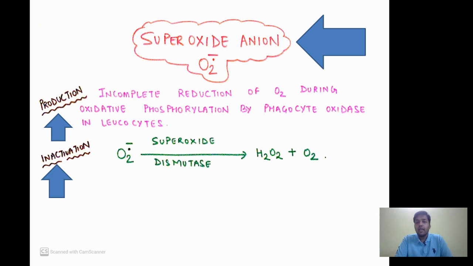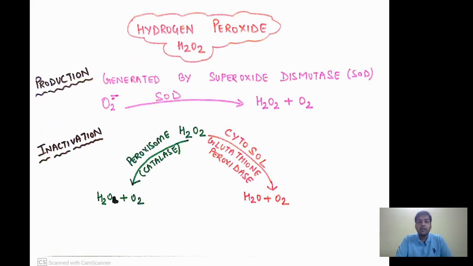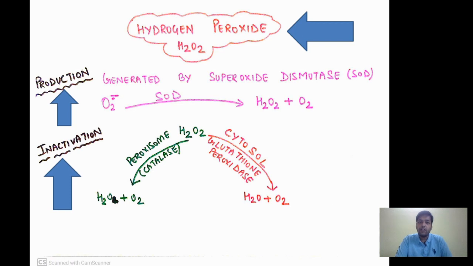Okay, let us look at the second free radical, that is hydrogen peroxide. Already we have seen that superoxide in the presence of superoxide dismutase gets converted into H2O2. That is the mechanism of inactivation of superoxide. But this same mechanism acts as a mechanism of production of H2O2. So when superoxide undergoes spontaneous dismutation in the presence of superoxide dismutase, it will get converted to hydrogen peroxide and oxygen. Now what is the mode of inactivation of hydrogen peroxide?